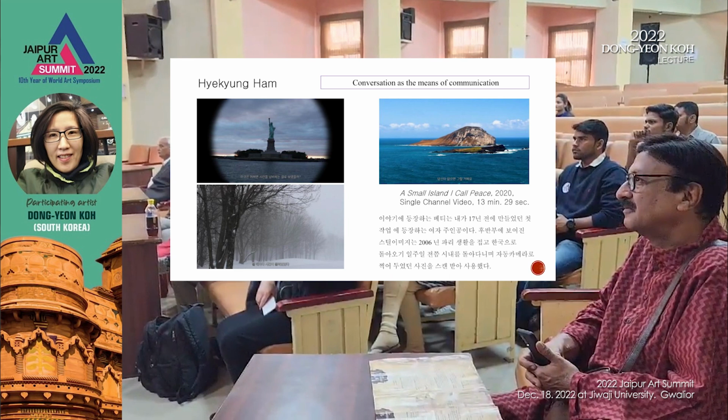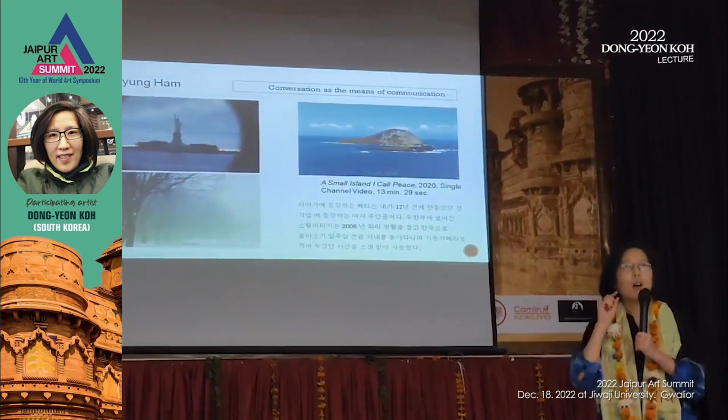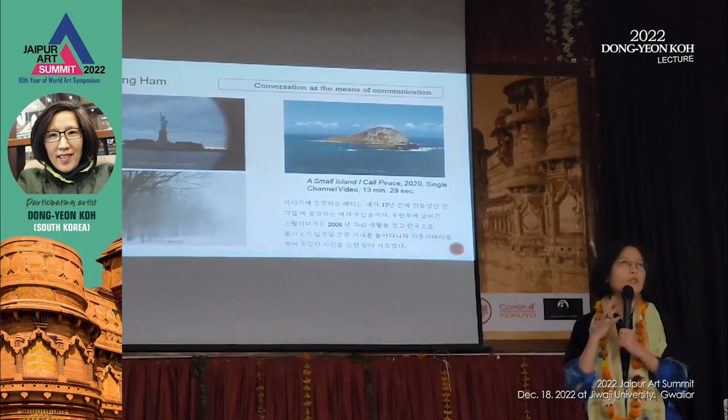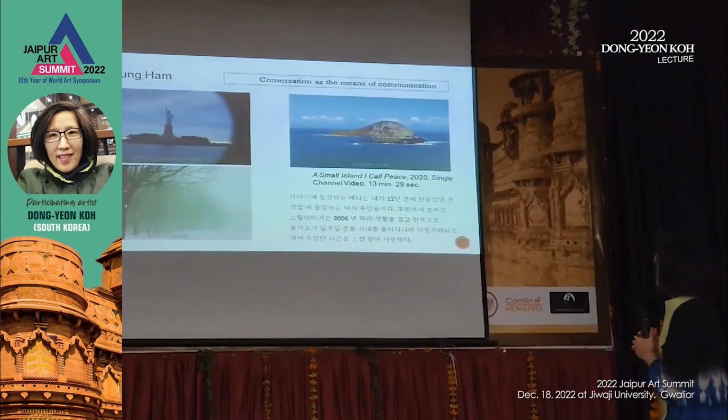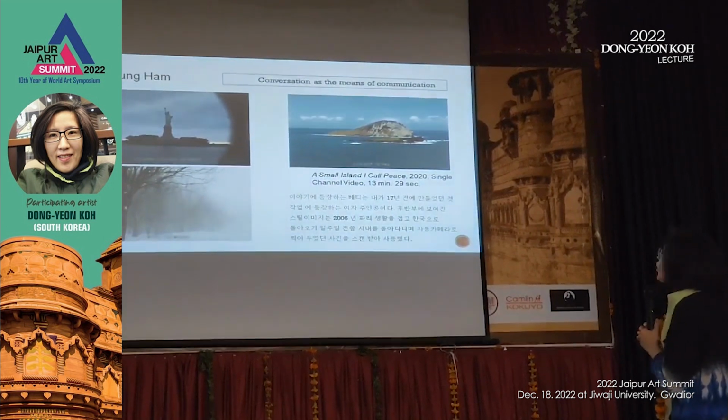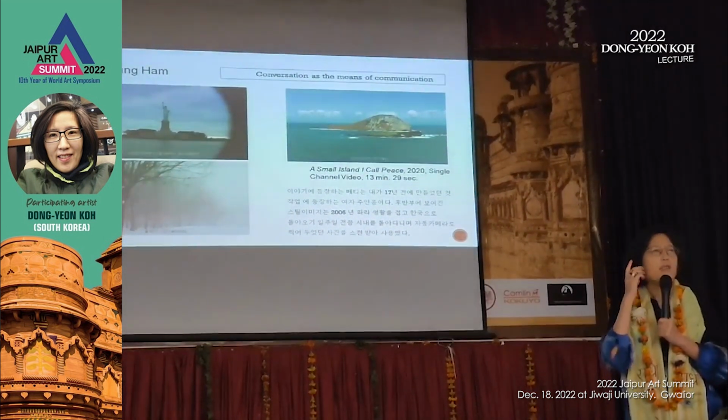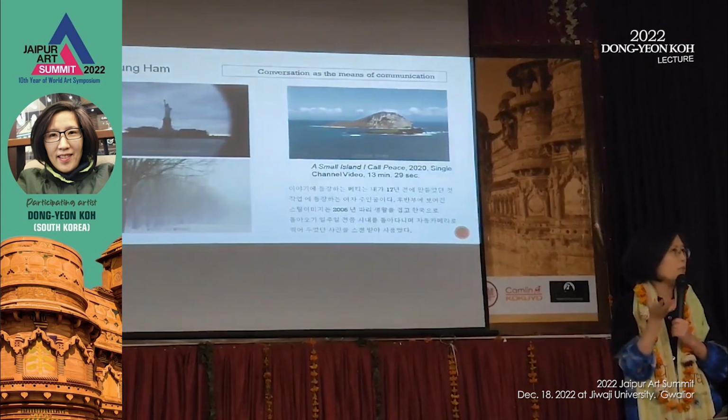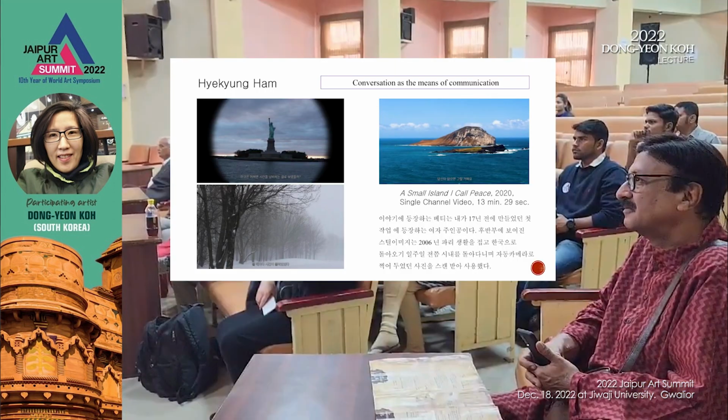And this is the work that will be shown at the Jaipur Art Summit. This is a home video made of her footage or footage found on the internet. It's all jumbled together. The title is A Small Island That Called Peace. It's the same thing. I mean, she always thinks, what is your peaceful place? This whole juxtaposition of different images. And she doesn't really give a lot of interpretation. So it's us who put in our interpretation.